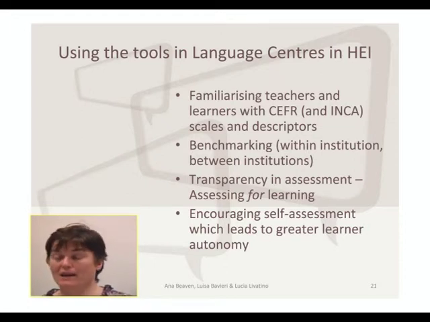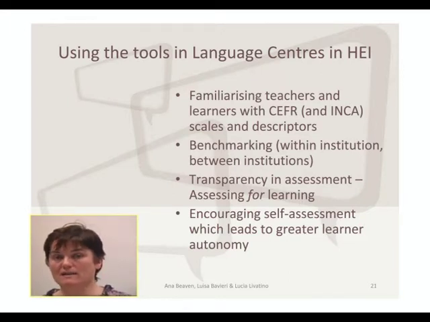Also, familiarization with the INCA scales is important, as these scales are much less well known than the CEF scales. The way this can be done in language centers is, for example, at the beginning of a course by dedicating some time during the first lesson to showing examples taken from the showcase on the WebCEF website, showing students different clips for the different levels of oral production corresponding to the CEF, and showing them how those clips have been assessed by expert assessors.